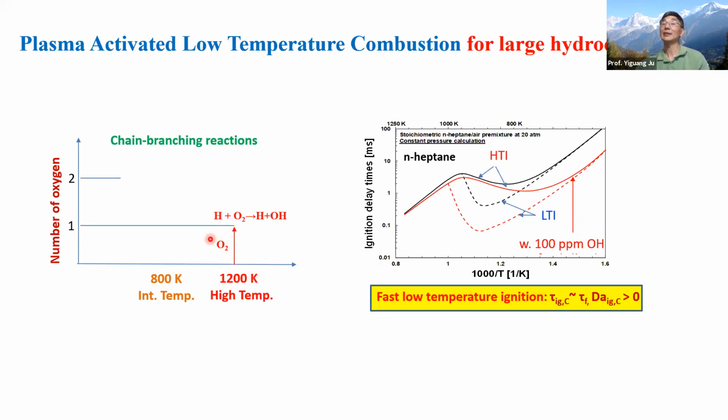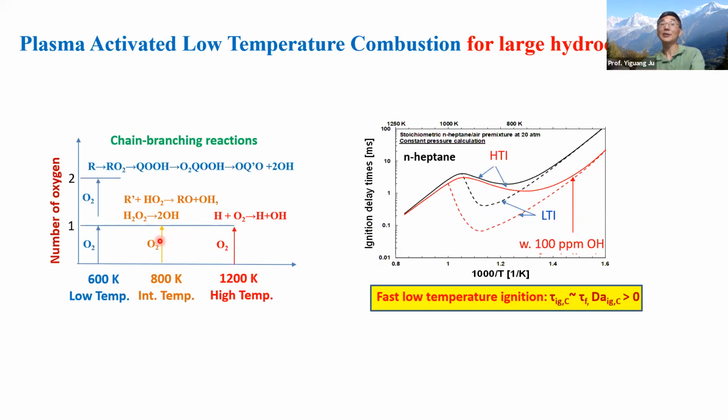The chain branching reaction is governed by this reaction. A plasma may not do anything to help it, because it cannot compete to win, because this reaction is very fast when the temperature is above 1200 Kelvin. However, for intermediate temperature, these are the two chain branching reactions. The plasma can win. I will show you later.